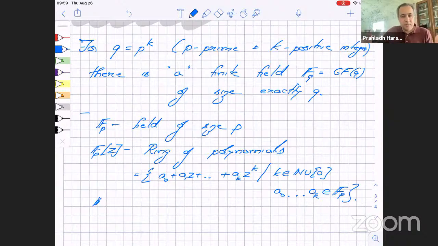So once again, you have the polynomials. We're familiar with polynomials. You can add two polynomials and multiply two polynomials the usual way we do it over the reals. You can do the same here over F_p[z].